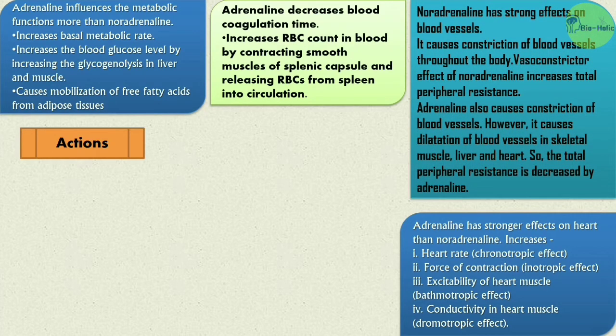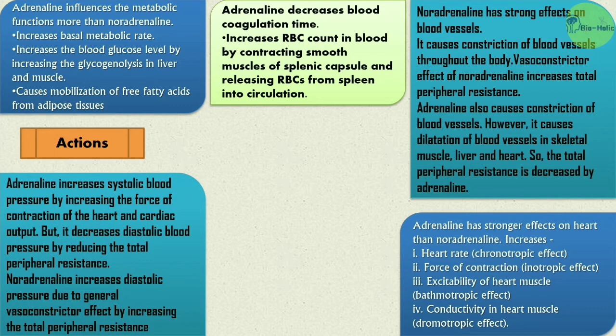Noradrenaline causes vasoconstriction. Vasoconstrictor effect of noradrenaline increases the total peripheral resistance. Adrenaline also causes vasoconstriction, however, it causes dilation of blood vessels in skeletal muscle, liver, and heart. So the total peripheral resistance is decreased by adrenaline.